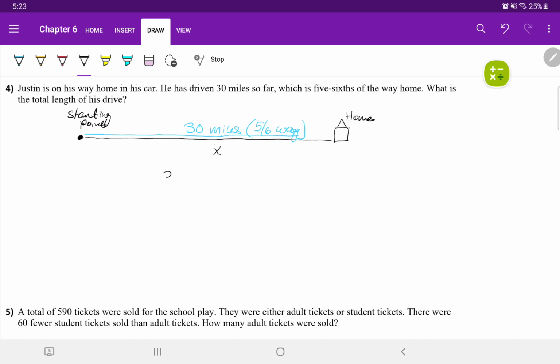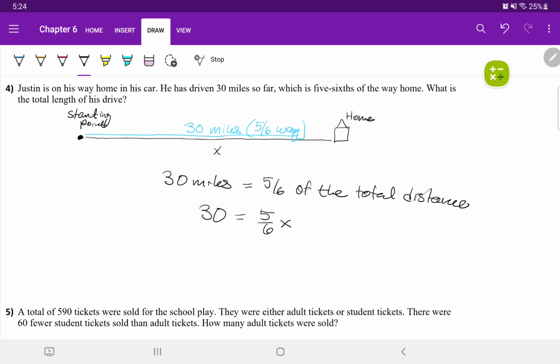We're saying 30 miles equals 5/6 of the total drive, of the total distance. And in this case, we do not know the total distance. Therefore, we can say that 30 miles, or 30, equals 5/6 X, because X is the total length or the total distance. And we want to solve for X.